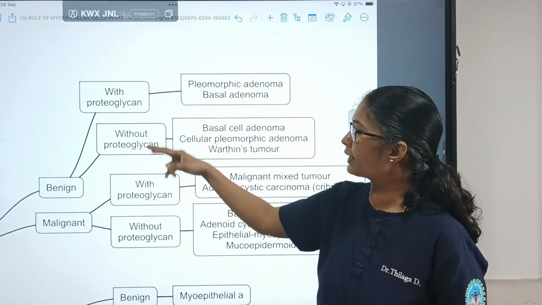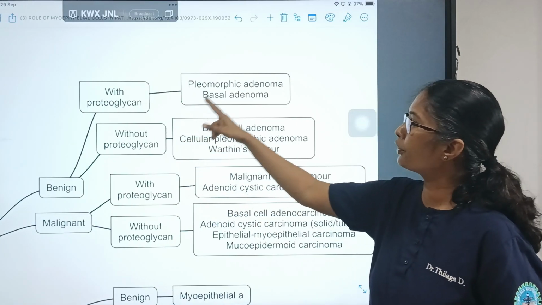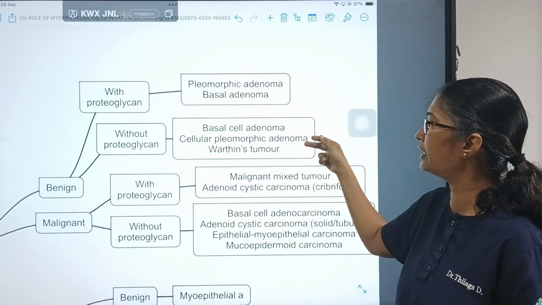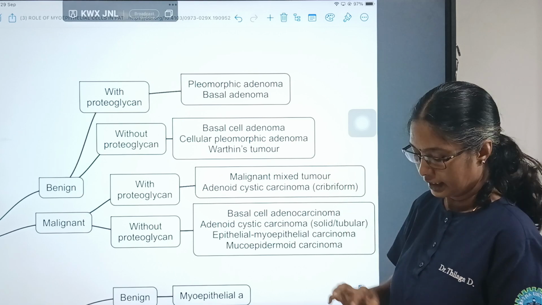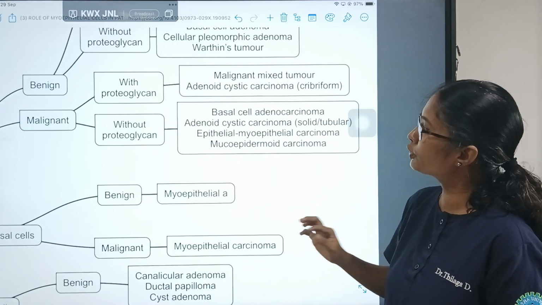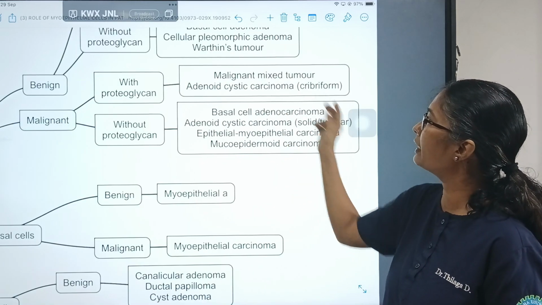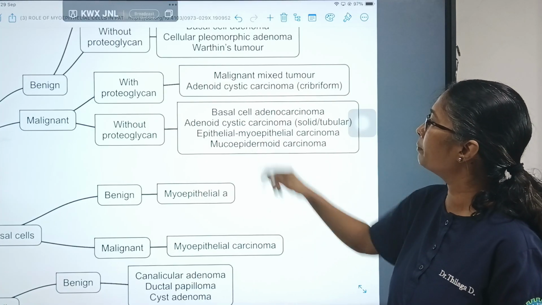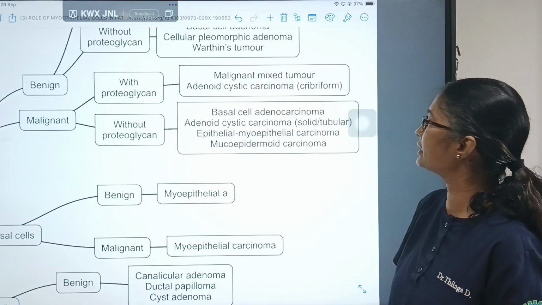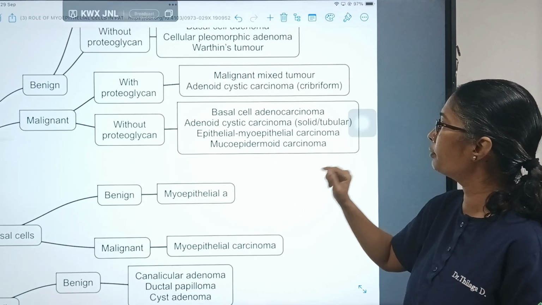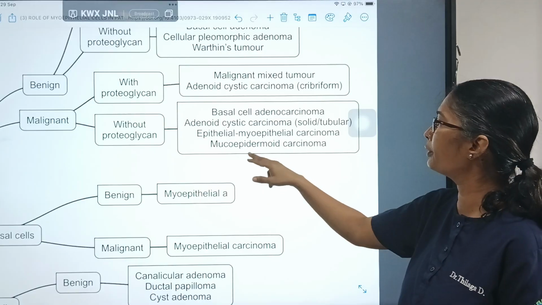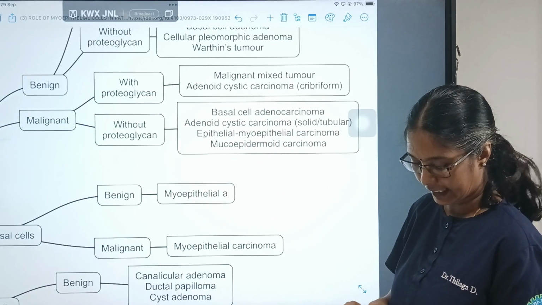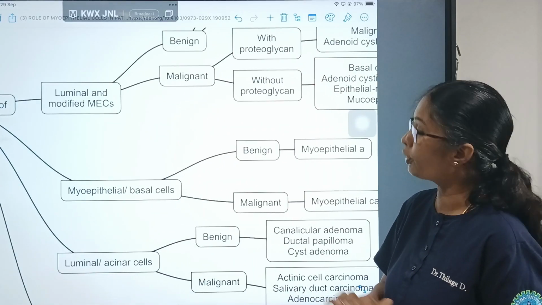The neoplasm can either be benign or malignant. Benign can be with proteoglycan or without proteoglycan. With proteoglycan is pleomorphic adenoma, basal adenoma. Without proteoglycan will be basal cell adenoma, cellular pleomorphic adenoma, and Warthin's tumor. The malignant form, also with and without proteoglycans, will have malignant mixed tumor, adenoid cystic carcinoma of the cribriform type, and basal cell adenocarcinoma. Adenoid cystic carcinoma of the solid or tubular type, epithelial myoepithelial carcinoma, and mucoepidermoid carcinoma fall under the without proteoglycan group of the malignant classification. These are the luminal and the modified MECs.